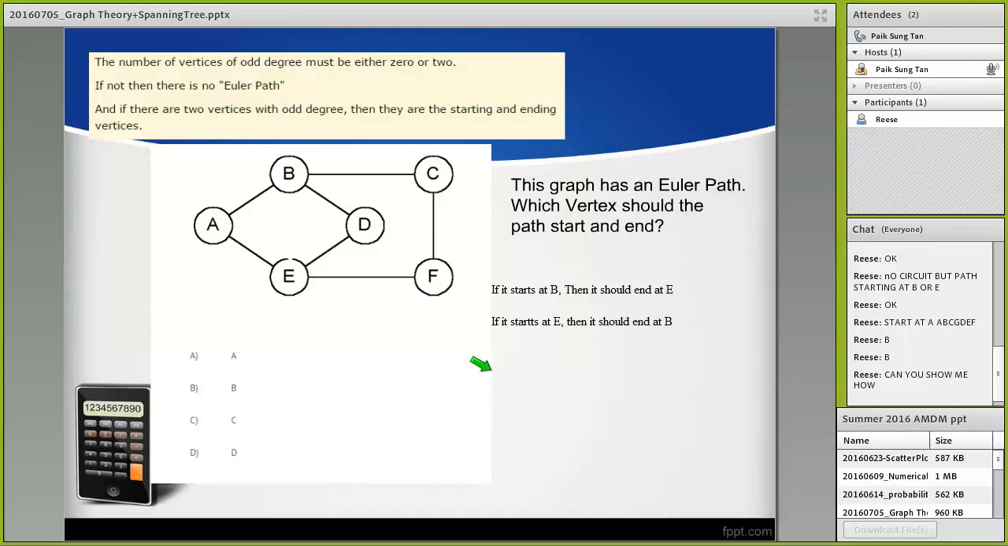Okay, let's try one starting with E. If I start with E, can I do this? E, F, C, B, D, E, A, B. So I showed you an example for both.